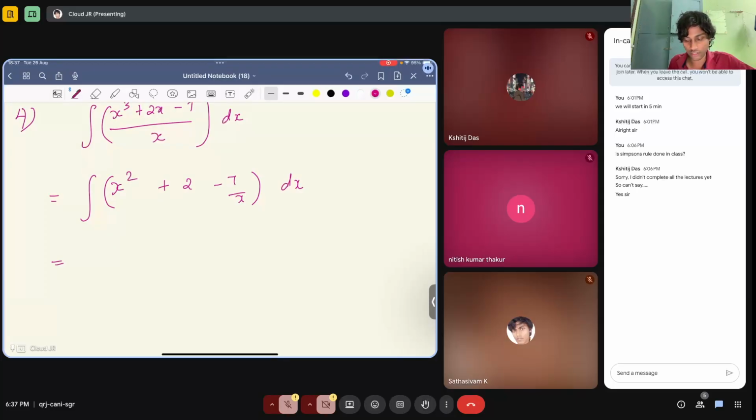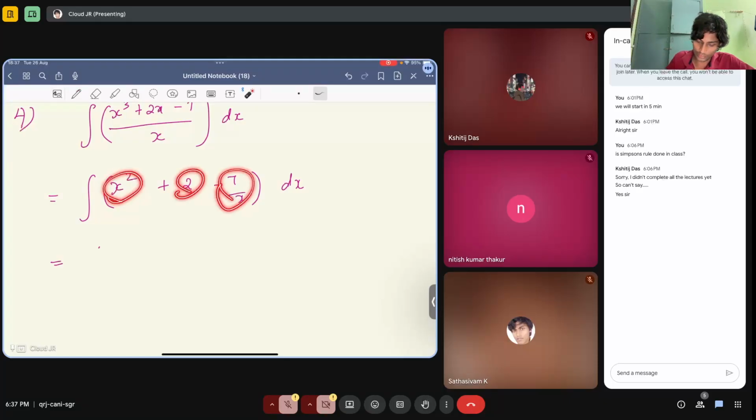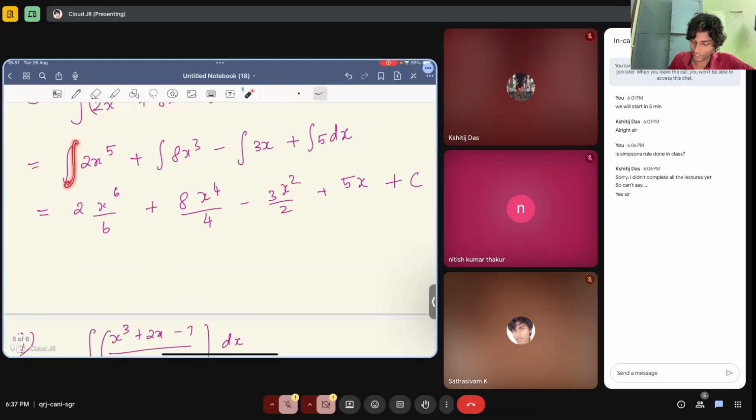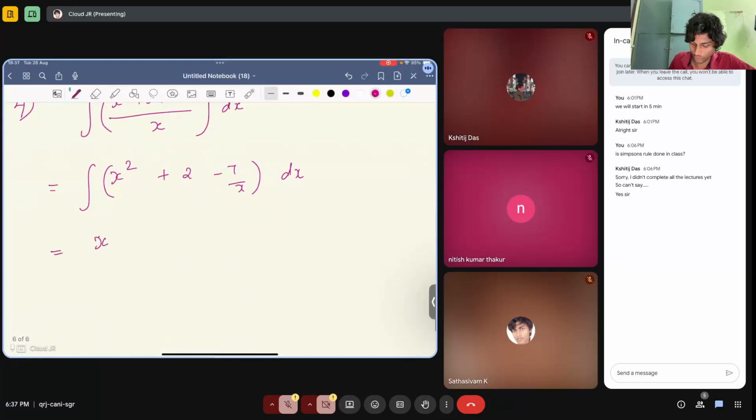So we will continue here. Each time we integrate separately. So this will be x cube. This time I'm not going to write it like this, and I think it will be understood that this is what we are doing. So this is x cube by 3 plus 2x minus.